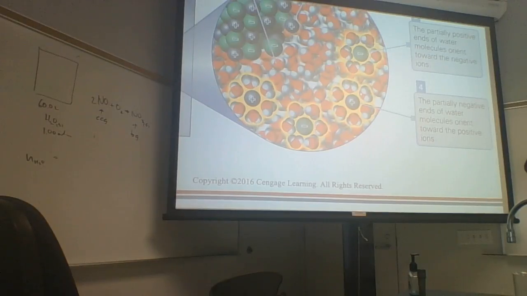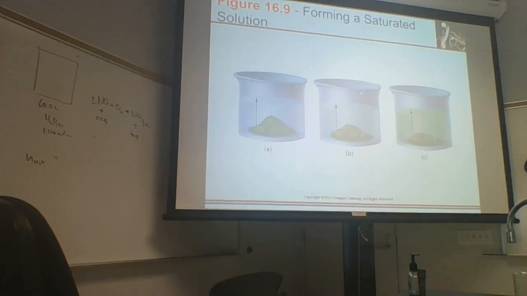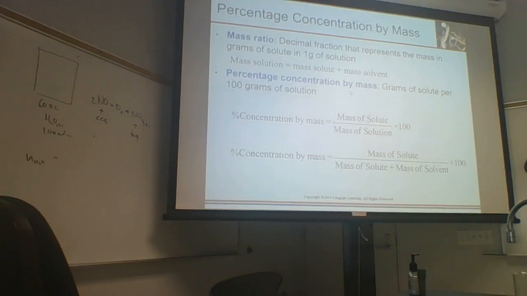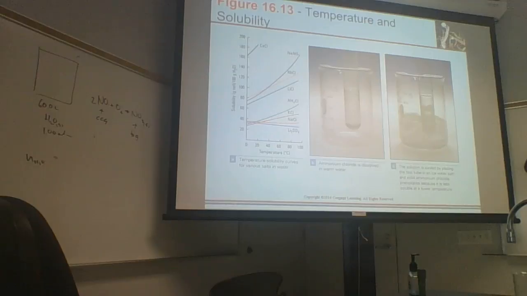So let's see lithium. But you don't have to, you just memorize the general trend. The general trend is the higher the temperature, the higher the solubility of solids. What about for gases? Let's say you have a fish tank. What's going to happen if you increase the temperature of a fish tank? Are you going to get more O2 or less O2 in water?